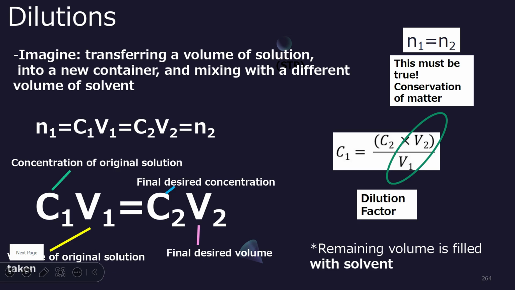So in this case, usually V2 is much larger than V1. So that dilution factor usually would come out to be like 100 or something, or 1,000, depending on how much we're diluting. And then an important thing I want us to know is that the remaining volume of that final container will be filled up with solvent. We're not just leaving it empty. We're filling it up with solvent for this dilution to make any sense physically. Okay, let's check.